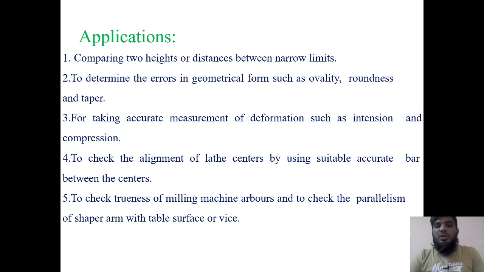To check the trueness of a milling machine arbor, for example, the arbor is rotating in a milling machine, carrying your tool. So either it is parallel or not.